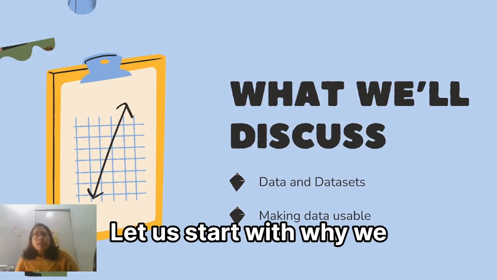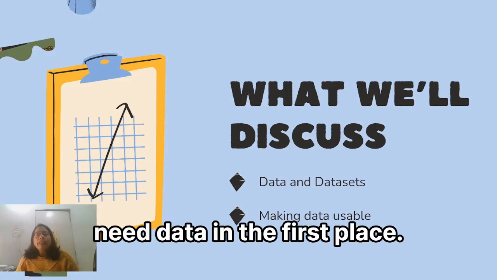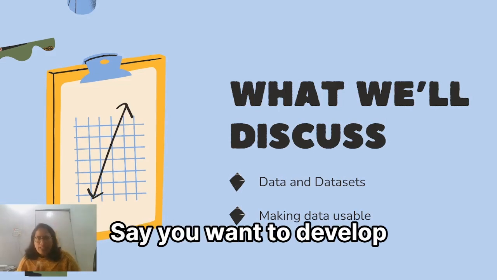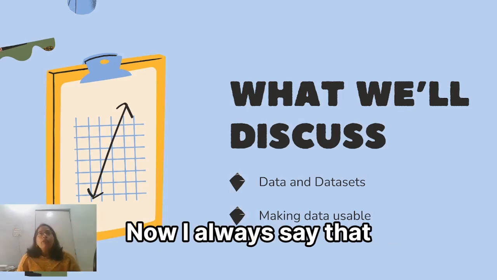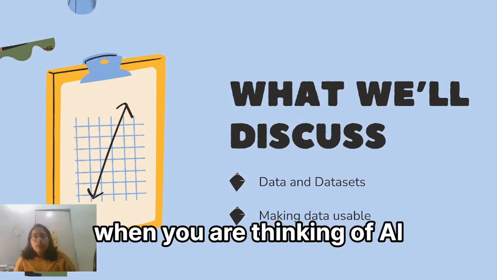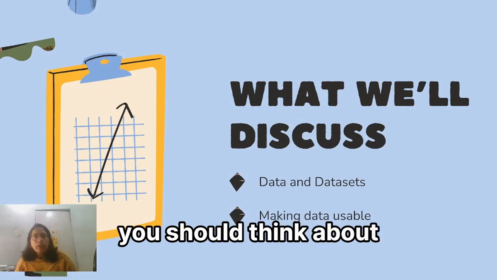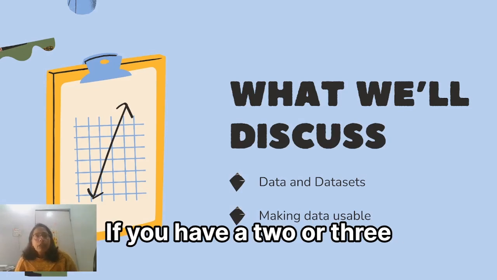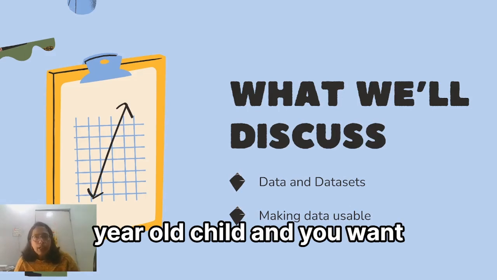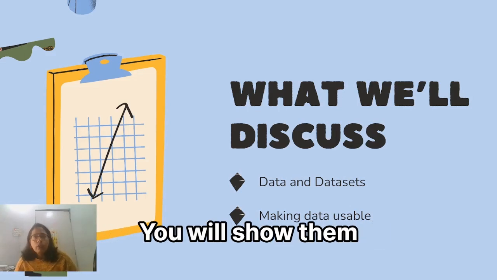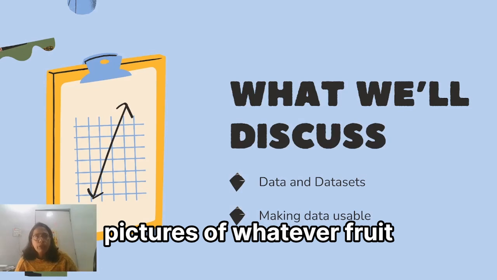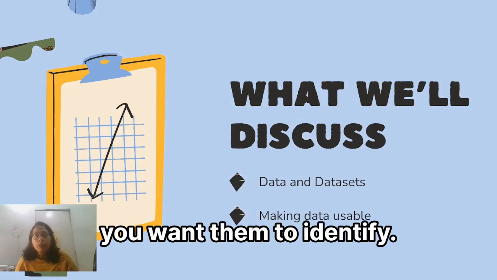Let us start with why we need data in the first place. Say you want to develop an app that identifies fruit. Now, I always say that when you are thinking of AI models and how they learn, you should think about how a small child learns. If you have a 2 or 3-year-old child and you want to teach them to identify fruits, what will you do? You will show them pictures of whatever fruit you want them to identify.